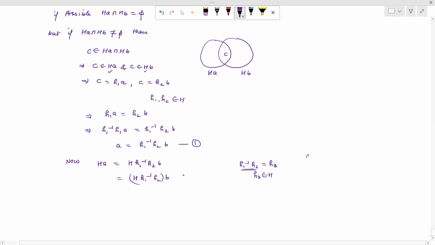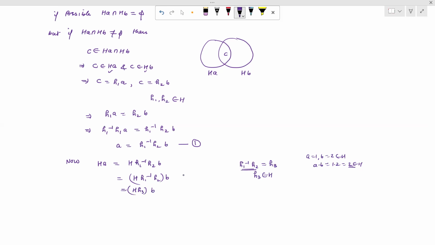Suppose we consider a equal to 1, b equal to 2. When we do a into b, this gives us 1 into 2 equal to 2. So 2 belongs to H. When these two belong to H, this also belongs to H. So when we do the product of two elements, which we consider as H3, it also belongs to H. So this can be written as H into H3 into B.